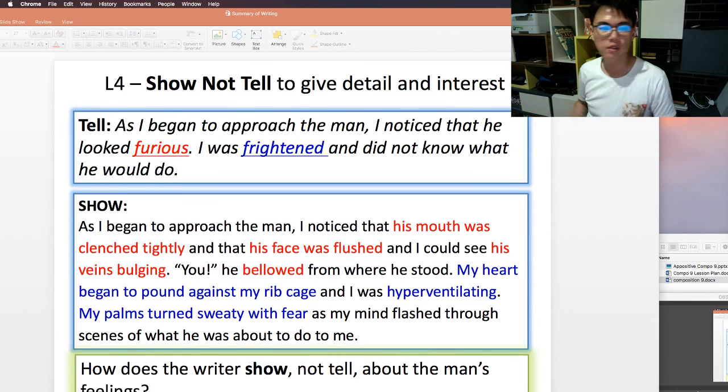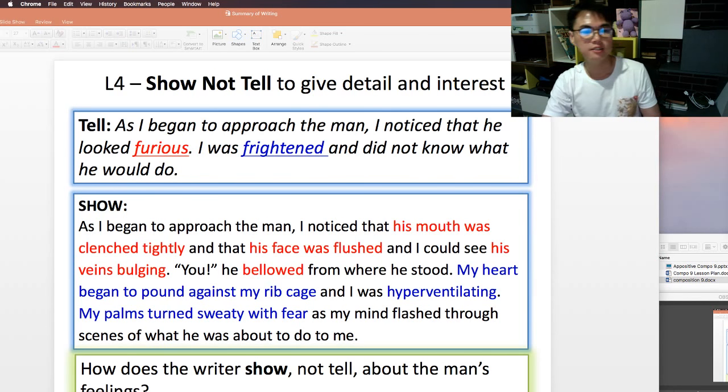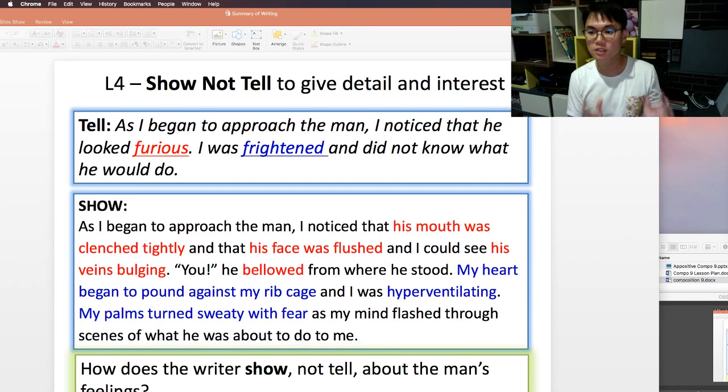You'll be able to see that show not tell is very often about describing rather than telling your reader. Instead of saying he looked furious, as you can see in the example down there, I describe how he looks. His mouth was clenched tightly, his face was flushed, his veins were bulging, and then he bellowed from where he stood. All these show me that this person is furious. Show, not tell.